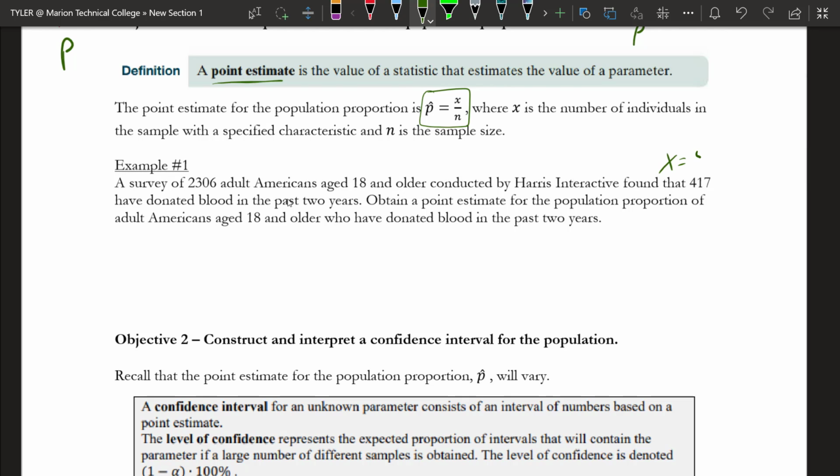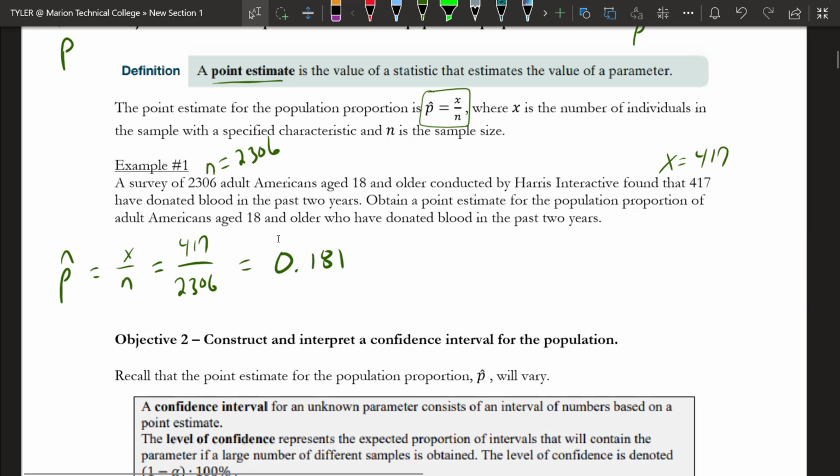So my x value is going to be 417. I have 417 people that have that characteristic out of the sample, and my sample size, little n, is 2,306. So what I'm trying to find is the point estimate p hat. p hat is equal to x divided by n, which is equal to 417 divided by 2,306. If you divide those two, we get 0.181 if we round to 3 decimal places. And our book does mention rounding p hat to 3 decimal places, so I'll try to stay consistent with that.